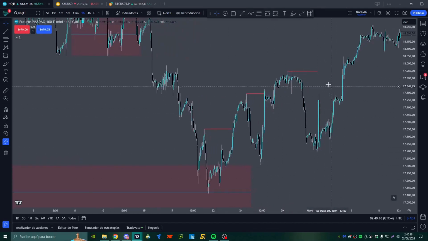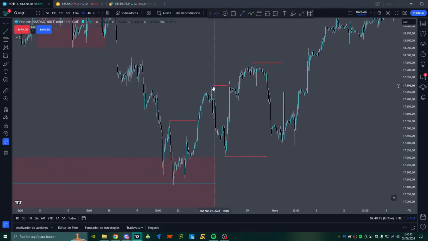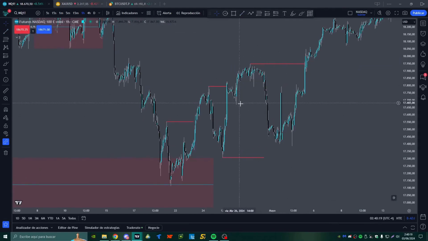Then, here is the third one. This was our protected low, because it's the lowest point between the previous high and then there. So look, the price took this out.